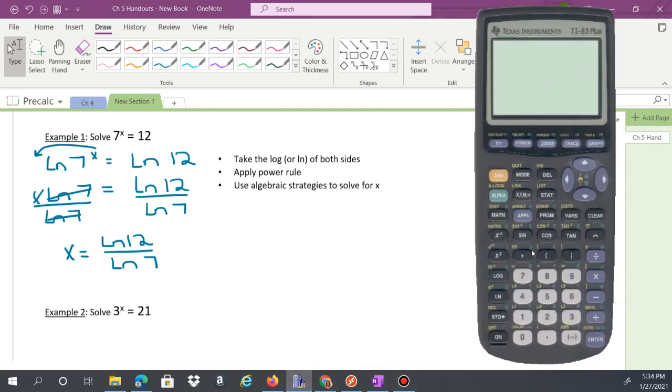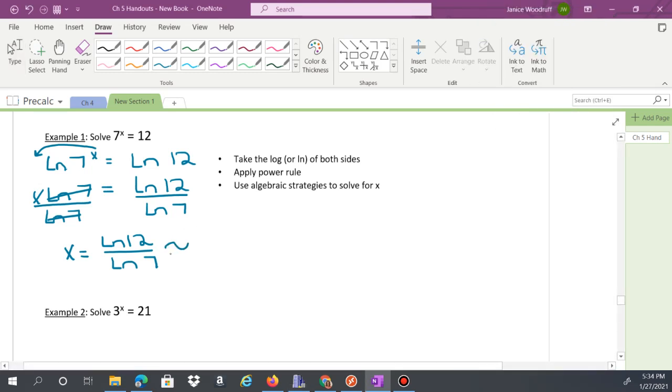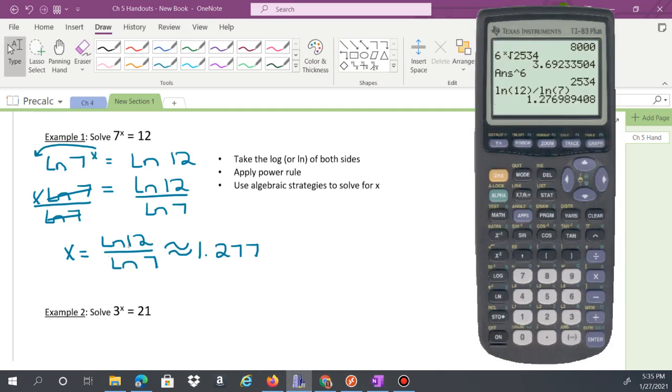That's when you put this in your calculator. I go natural log 12, close the parentheses, divided by natural log 7, close the parentheses, and I get 1.277. We'll use the curvy equal sign here because we rounded. So ln 12 over ln 7 is your answer in terms of logarithms, and the 1.277 is your approximate answer rounded to 3 decimal places. And you can always check it in the original problem: 7 to that power, 7 to the second answer, equals 12.